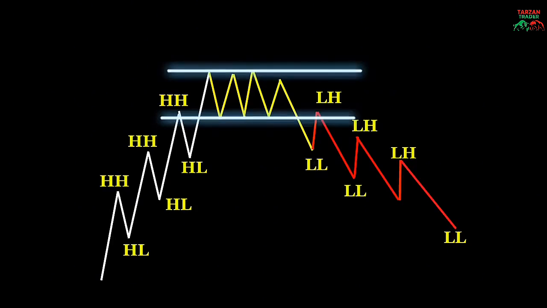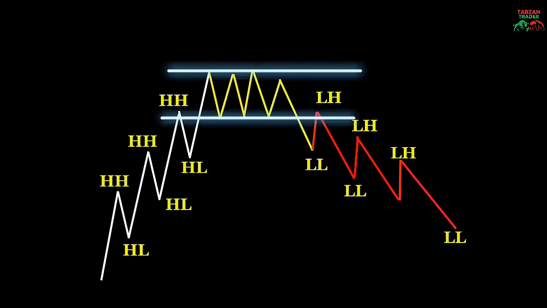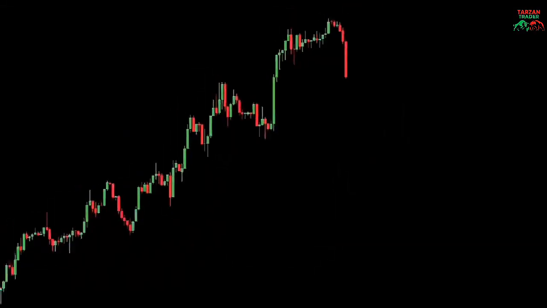Now that you understand the 3 market movements, uptrend, downtrend, and range, there's a simple checklist you should go through every time you open your chart. Ask yourself, is the market trending up? Is the market trending down? Is the market ranging? This is your foundation. If you get this wrong, every trade decision that follows will be based on the wrong context. Let's look at an example.